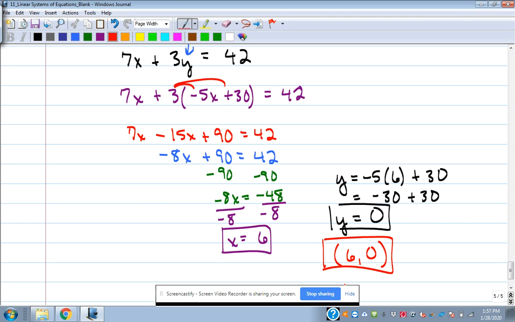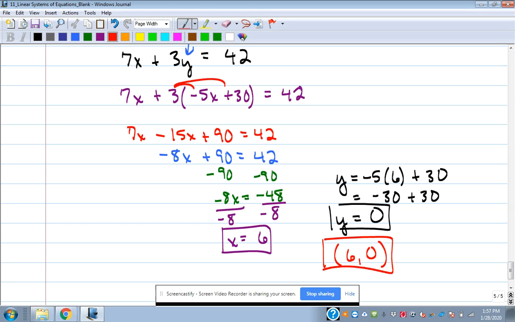Make sure it's x comma y. If they ever change the variable to like a's and b's or g's and h's or something like that, it's always in alphabetical order. That is the way the ordered pairs always go. I think for the most part they use x's and y's in everything we're doing today. Yeah, they use x's and y's.